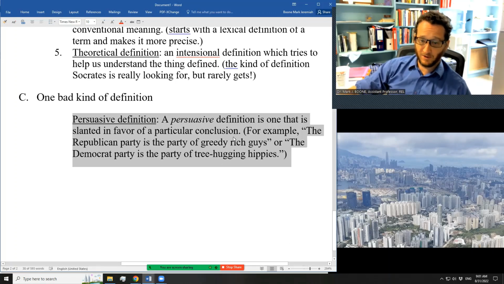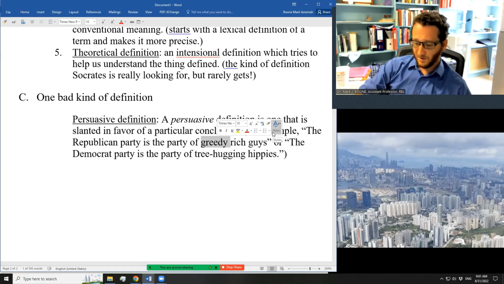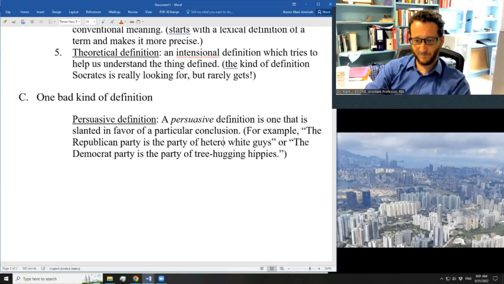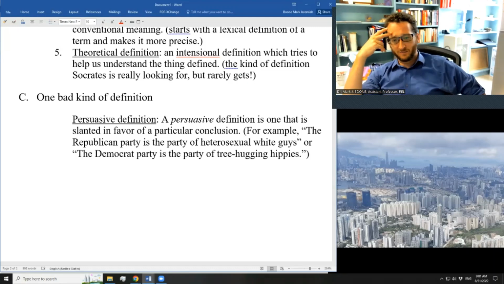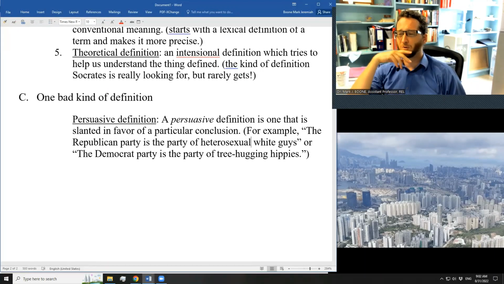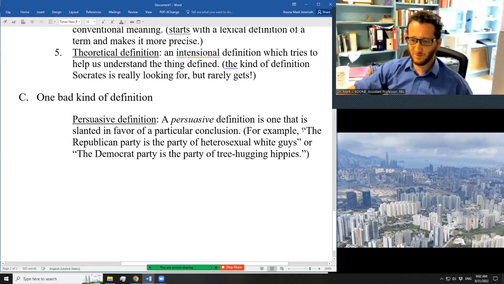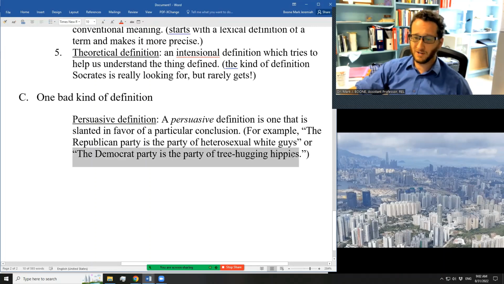For example, if you say the Republican Party is the party of greedy rich guys, or, no, what would we say these days? Maybe not so much greedy rich guys, but something about white guys. I'm not sure if that's the normal persuasive definition against Republicans, but it seems maybe a little more accurate. What did I just have written here? Greedy rich guys. That seems like a persuasive definition against Republicans from 10 or 20 years ago. This one seems a little closer to a persuasive definition against Republicans from the present. Okay, so the Republican Party is the party of heterosexual white guys or something, and the Democrat Party is the party of tree-hugging hippies. Let me think. I'm not sure if I need to update that. That's probably one you'll still regularly hear against the Democrats.